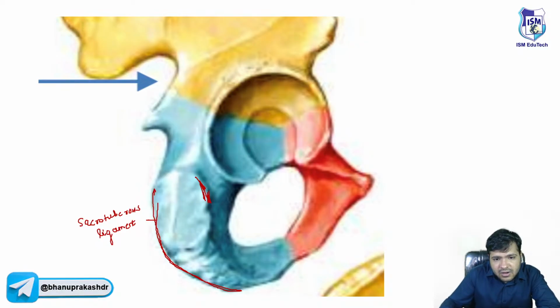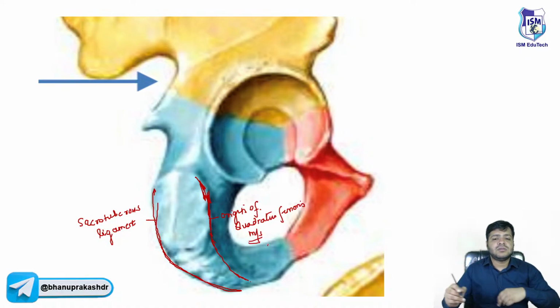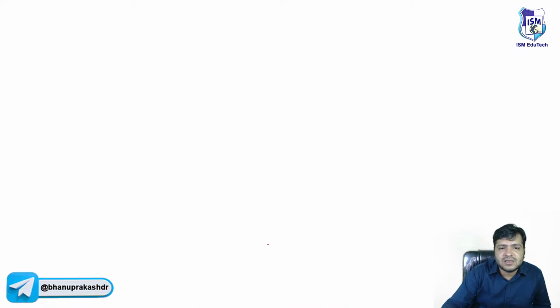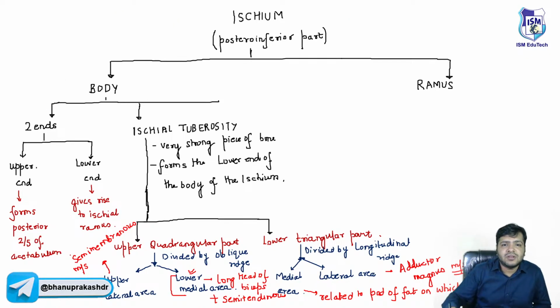And the lateral border beta, specifically if I'm just focusing on this lateral border of the ischial tuberosity, here is the origin of one muscle, and that is the quadratus femoris muscle. So yes, these 2 points you can add up in your notes.